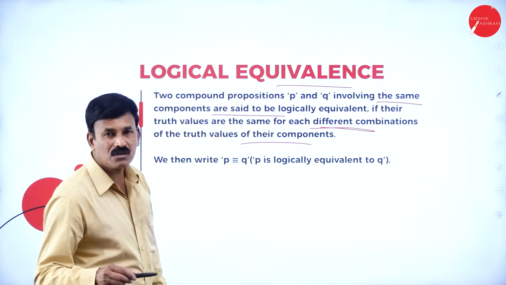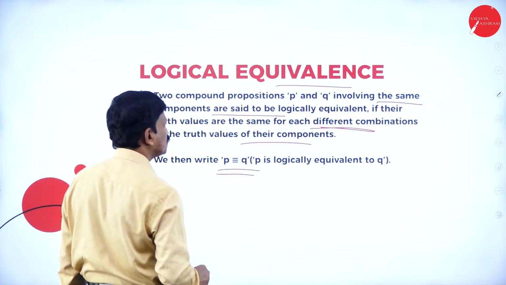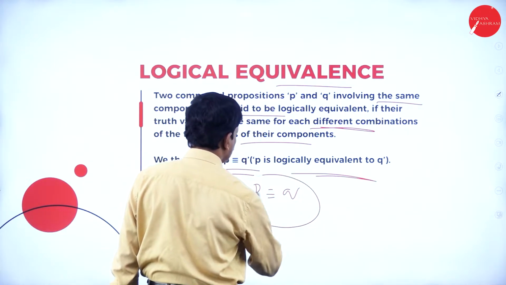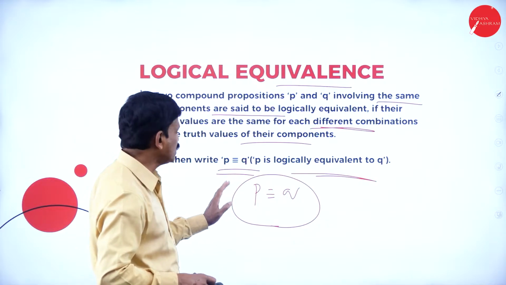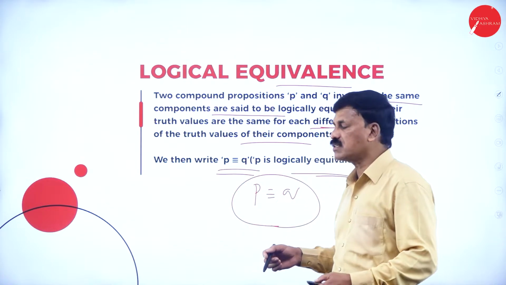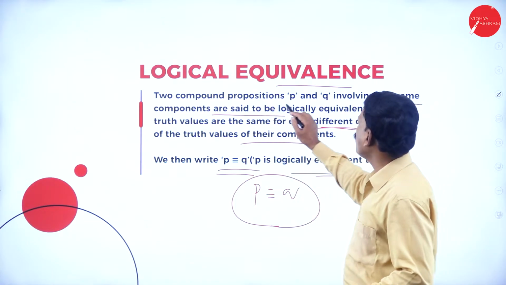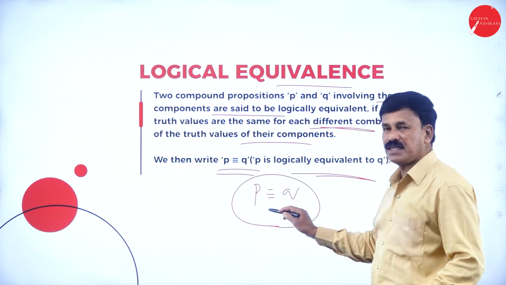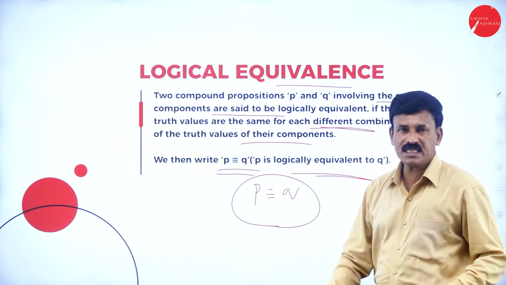Usually logical equivalence is represented symbolically like this: P is logically equivalent to Q. So if all the truth values of the first proposition are the same as those of the second proposition, if the two propositions have the same set of truth values, then they are said to be logically equivalent. That is, two compound propositions P and Q involving the same components are said to be logically equivalent, and are denoted as P is logically equivalent to Q. Right.